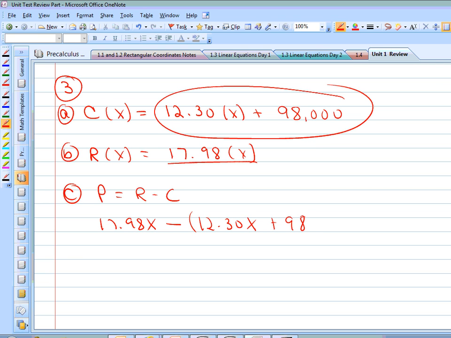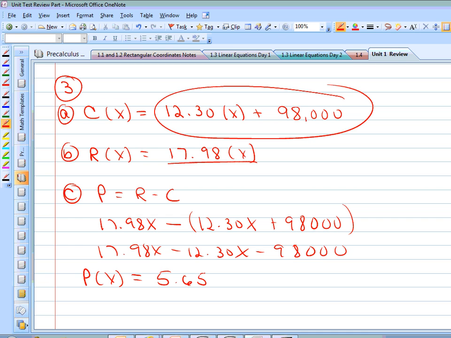So that would be 12.30x plus 98,000. We'll have to distribute the negative, so 17.98x minus 12.30x minus 98,000. And finally, we will simplify this, and we will get a profit in terms of units would be the difference between 17.98 and 12.30, which is 5.68x. Minus our 98,000.